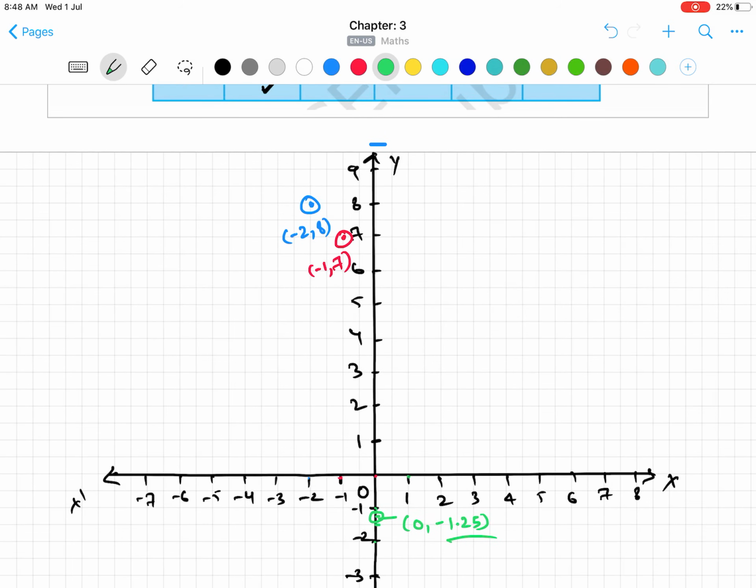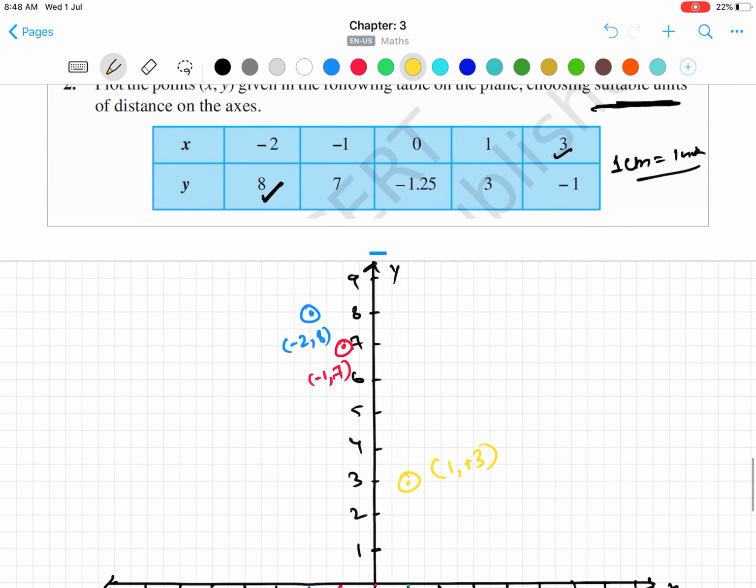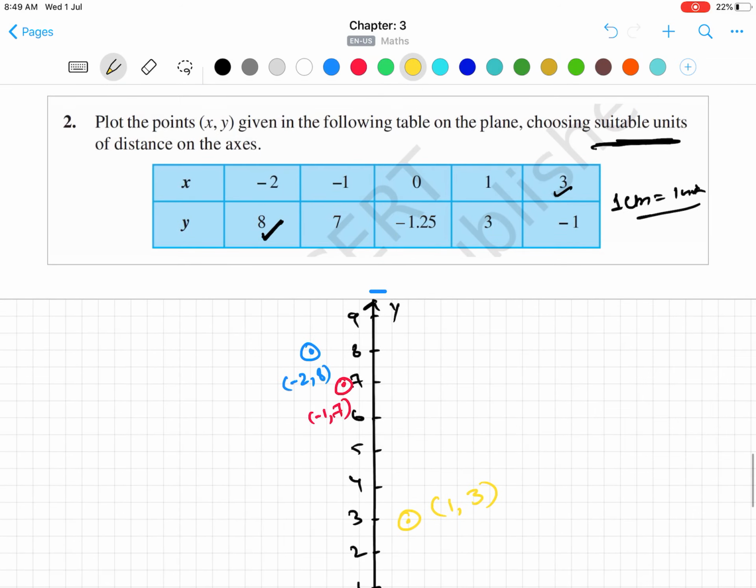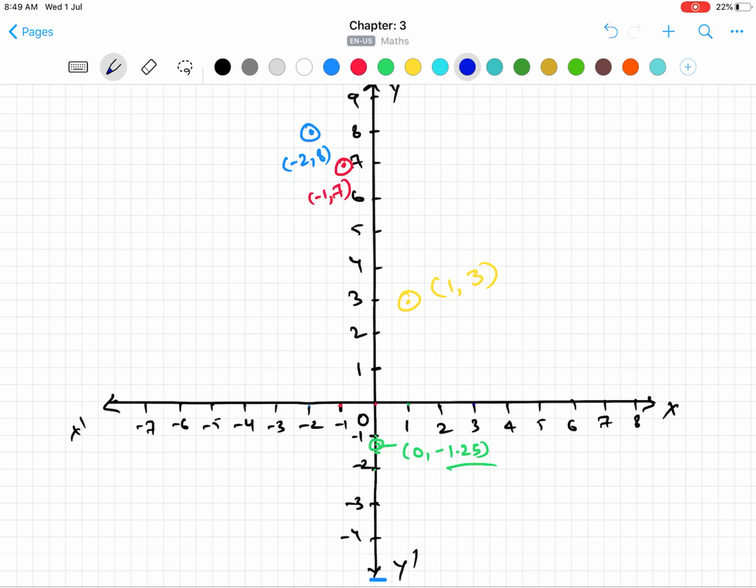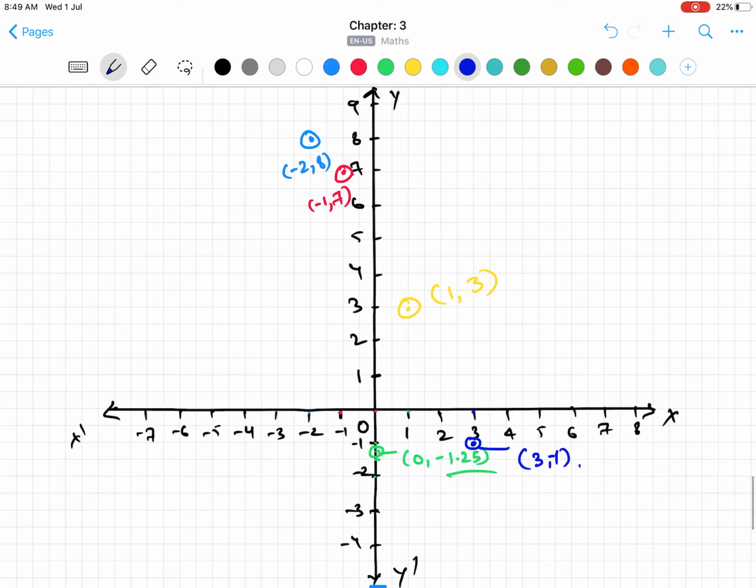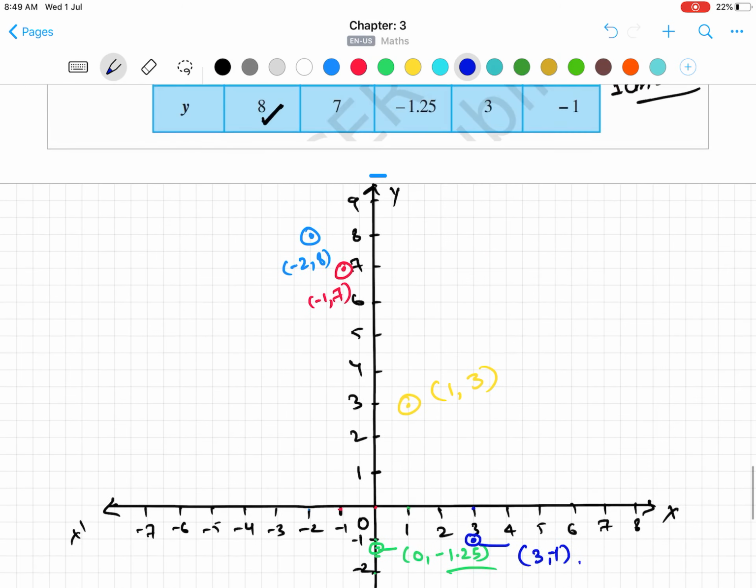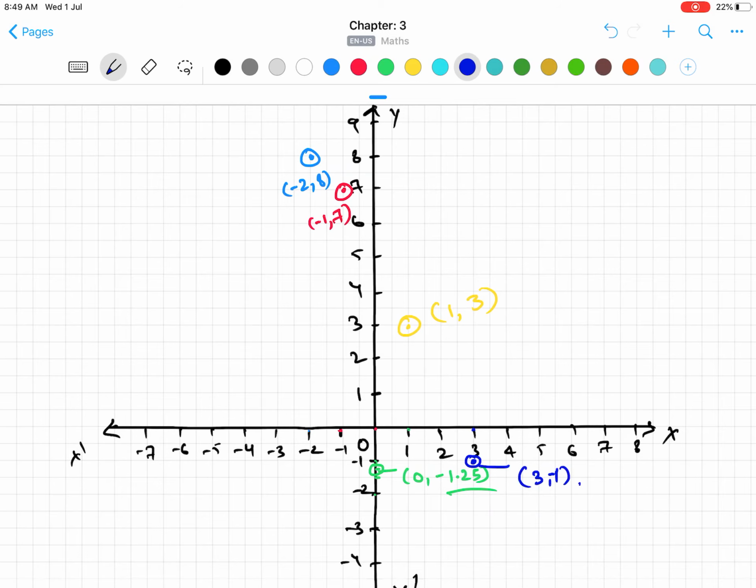Next one is x 1 and y 3. x is +1 and y is +3, so that point will be here. x +1 and y +3. Okay, and the last point is x is 3 and y is -1. We have x 3 which will be here and y -1 will be in the downward direction. So this point is x 3 and y -1. Okay, so that's how we plot the given point on the Cartesian plane system or the xy plane.